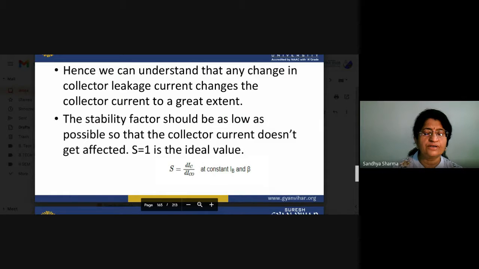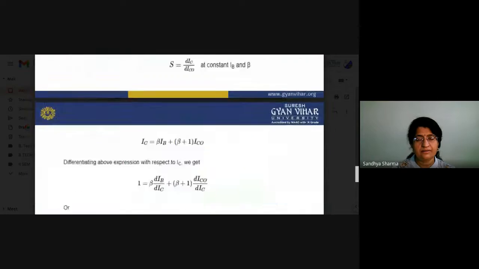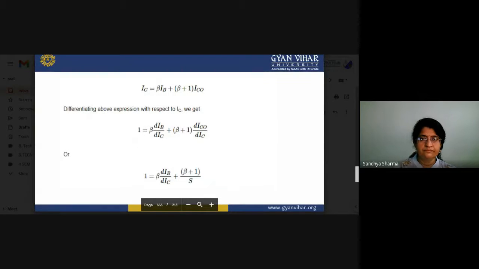So S is equal to 1 in the ideal case, and the stability factor S is equal to the change in collector current to the change in collector leakage current at constant IB and beta. You can also represent your collector current IC as beta times IB plus 1 plus beta times ICO. So we can define IC equal to beta times IB plus 1 plus beta times ICEO. So we can differentiate with respect to IC.